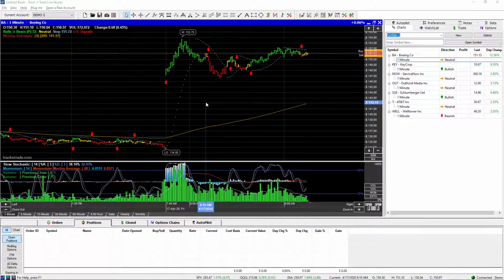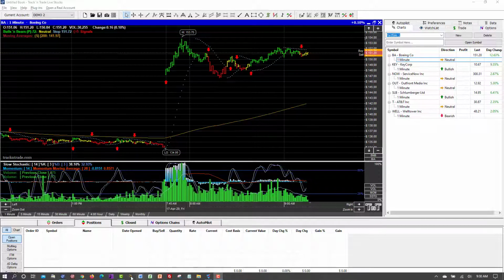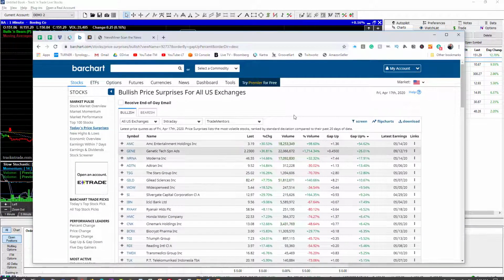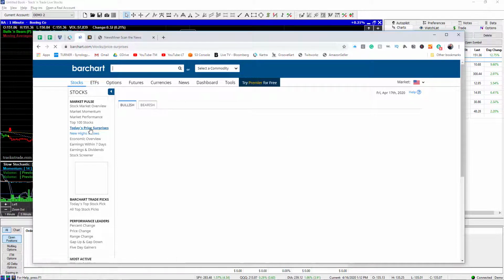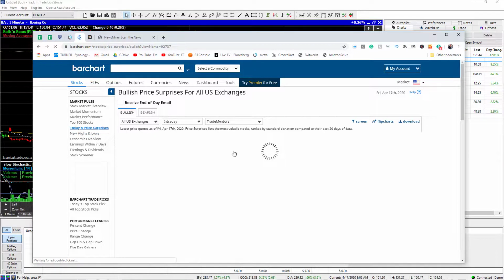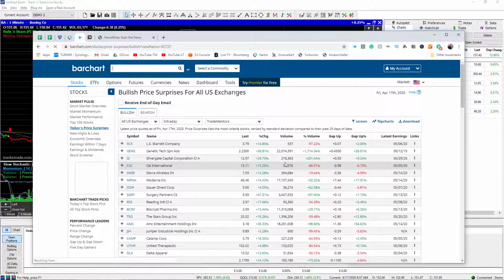Now, the most popular way of trading the gap and go or the jump and run strategy is to go and find a scanner. A lot of people go to scanners and they'll find these little scanners. There's a lot of them all over the web. Almost every website has this type of a scanner. Now, here's Barchart. You can come in here, and this has a little today's price surprises. You click on it, and it scans the market for you, and it tells you which markets have made big moves.